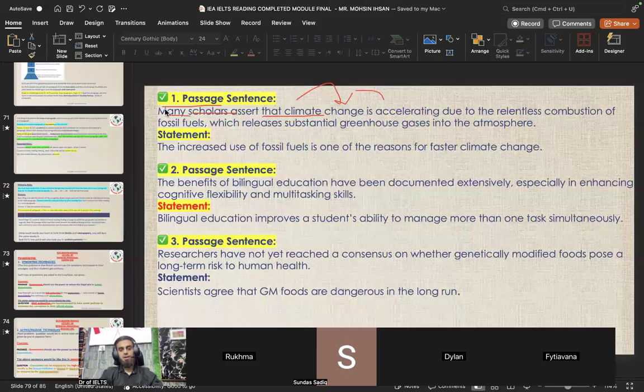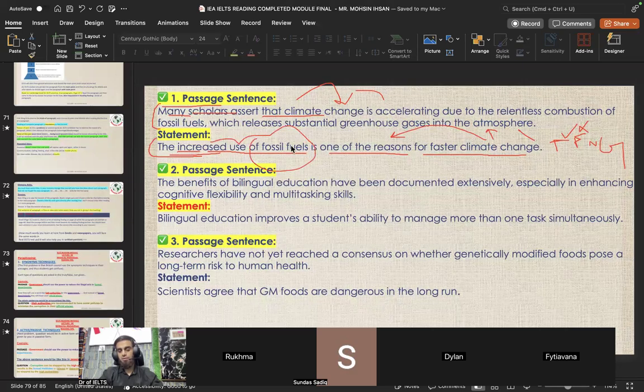Now, the passage is here, and this is the statement for the question. Either it is true, comparing it with this, or false, or not given. True means both mean the same. False means it is incorrect. Not given means it is not mentioned in the above statement. Now, first we have to read the question, like here: The increased use of fossil fuel is one of the reasons for faster climate change. So the quick reason for climate change was increased use of fossil fuels. The question is saying this.